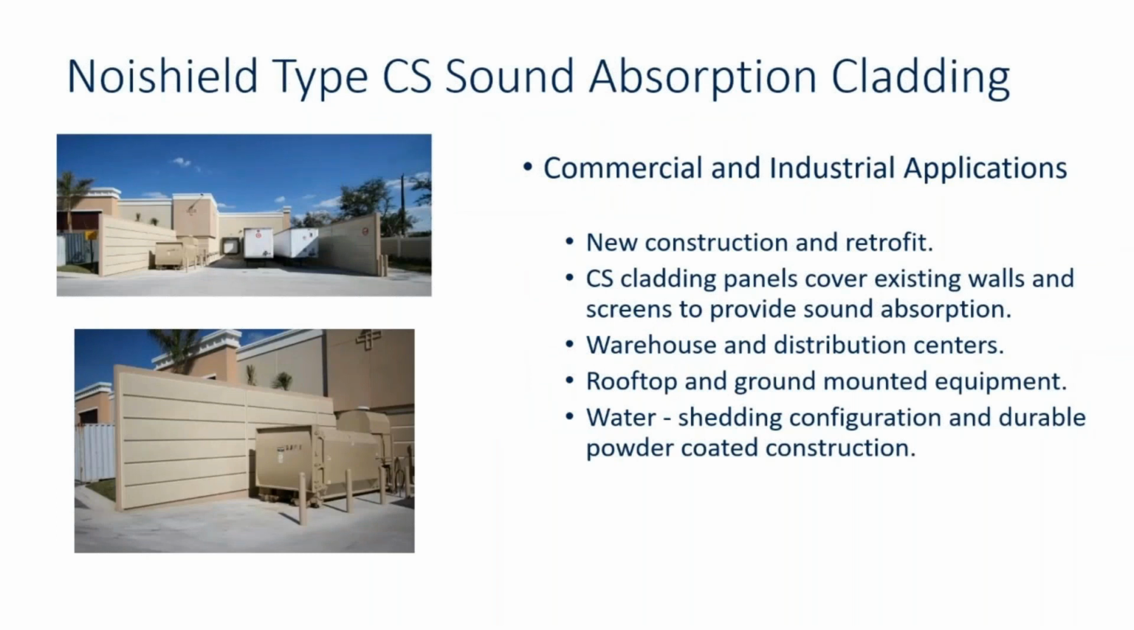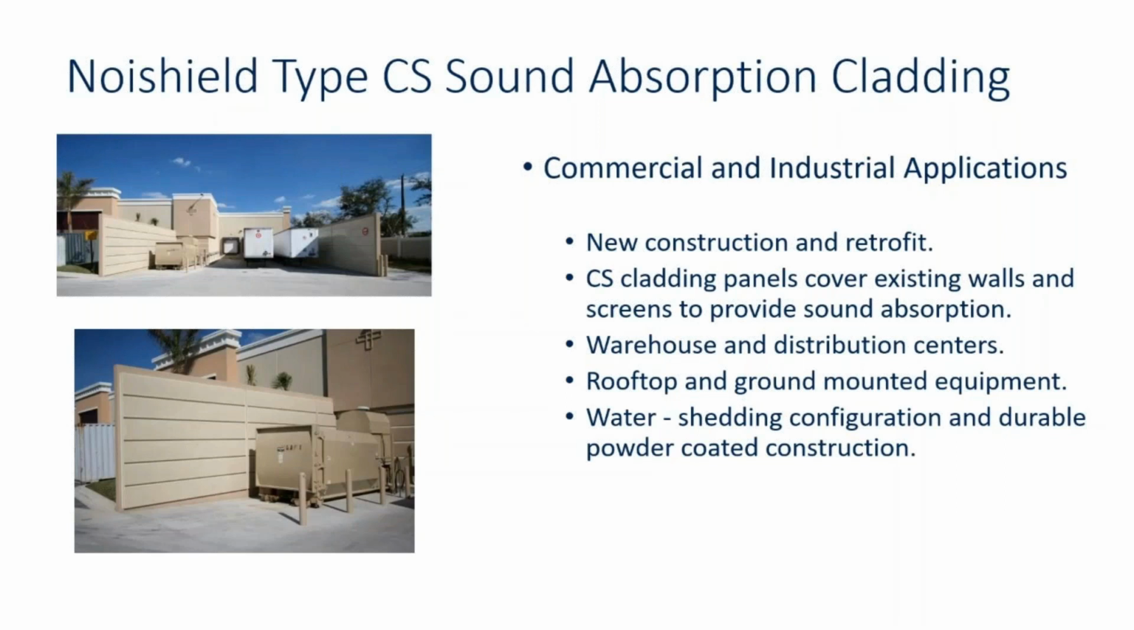The Noise Foil 5 panels that I mentioned earlier, also known as the Noishield Type CS, are really ideally suited for outdoor installation. The panels consist of a 2.5-inch deep hat section that's either 18 inches or 24 inches high. They're available in lengths up to 20 feet, and they're a very cost-effective way to add absorption to exterior sound reflective walls. The thickness of the panels can be increased from 2.5 inches by adding a standoff behind the panel.